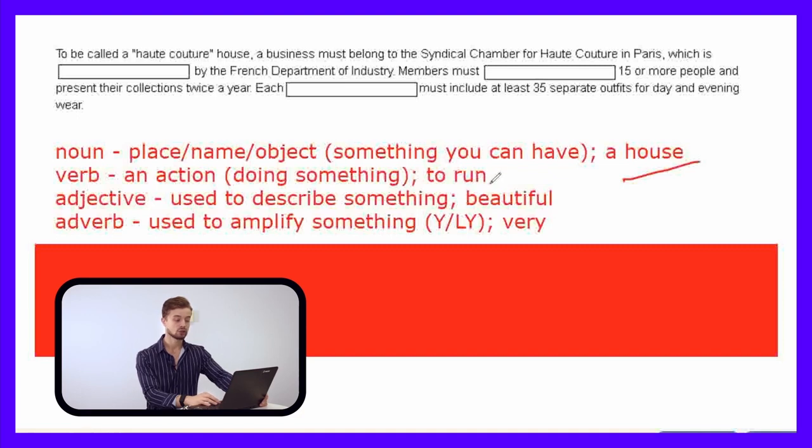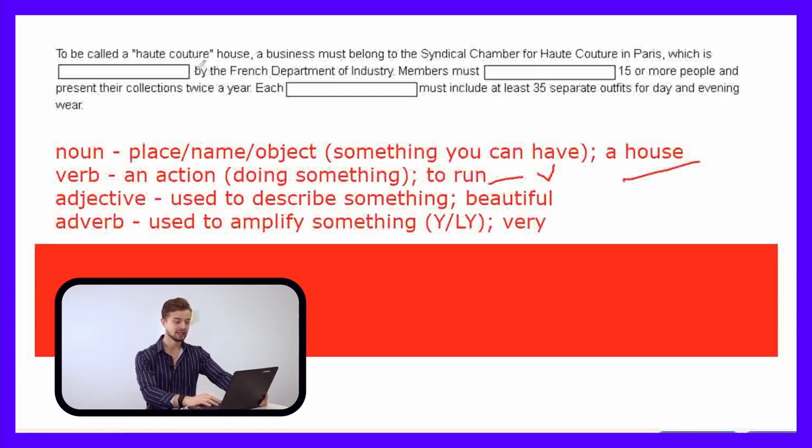Can I say which is running by the French department? Which is running by the French department? So again, logically, it's wrong. But can I say it is running by this place? I'm running by the store this morning? Yeah, you could say that. So this could potentially be correct. Can I say which is beautiful by the French department?